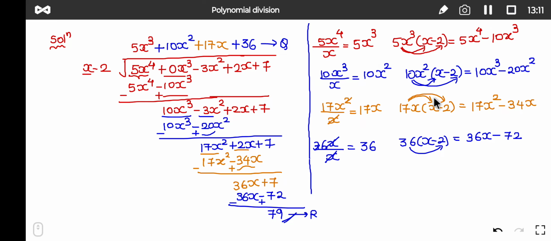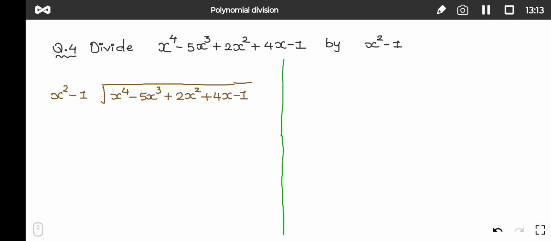Okay, look at the next question. Divide x raised to 4 minus 5x cube plus 2x square plus 4x minus 1 by x square minus 1. Okay, so in this question, what is a new thing that I will show you? The polynomial which is given is already given in order, and no term is missing.